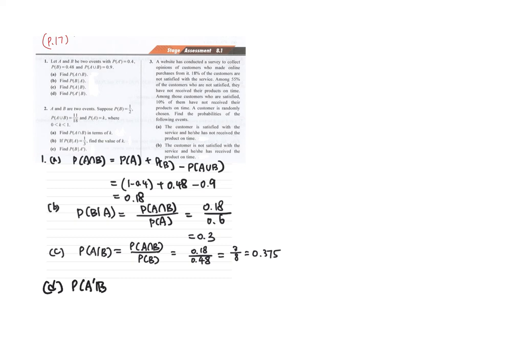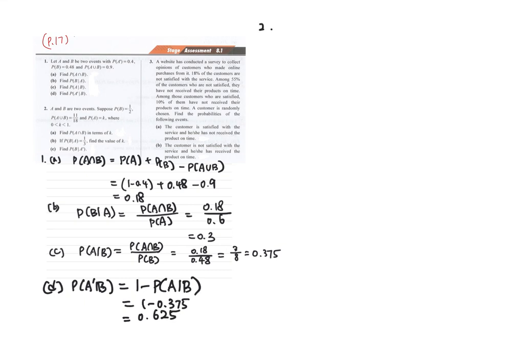And then for part D, you have to find this probability. Given that B, not A, it means 1 minus this one, because given that B happened, A will either happen or not happen. So this is 1 minus the answer for part C. So that's why the answer is 0.625. So this is question number 1.